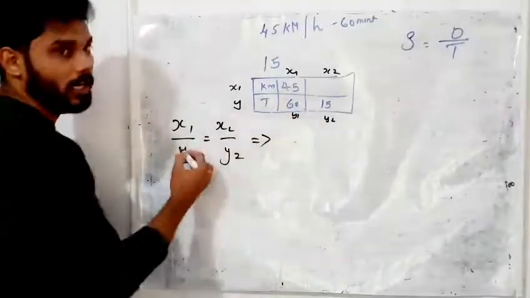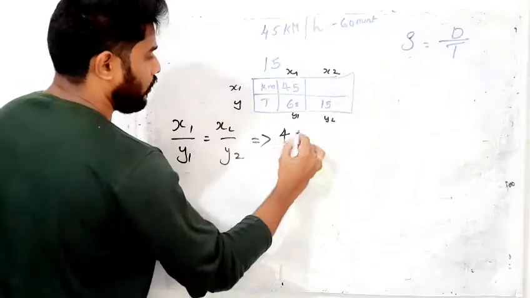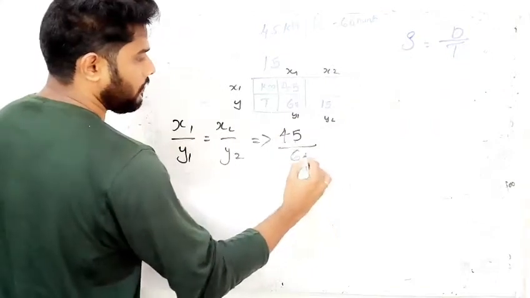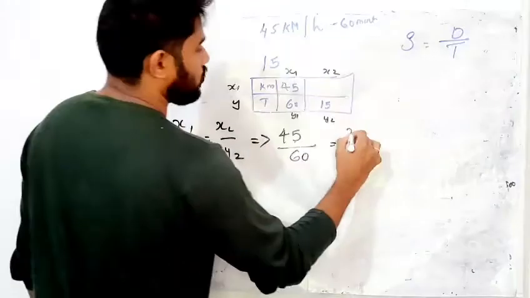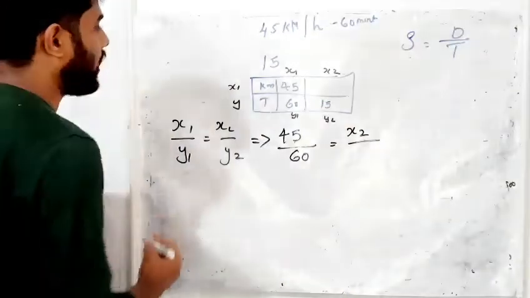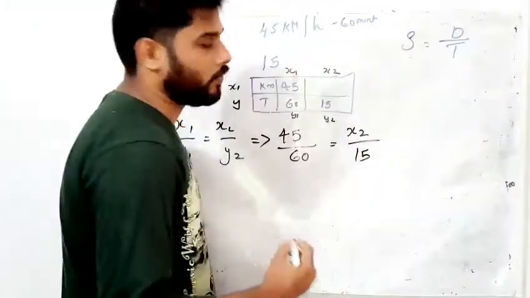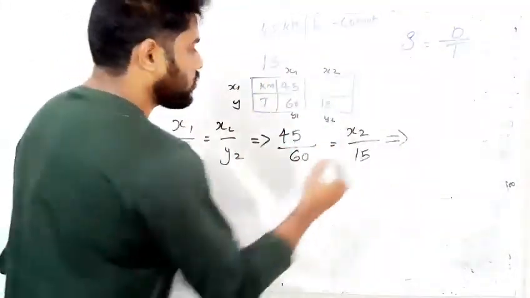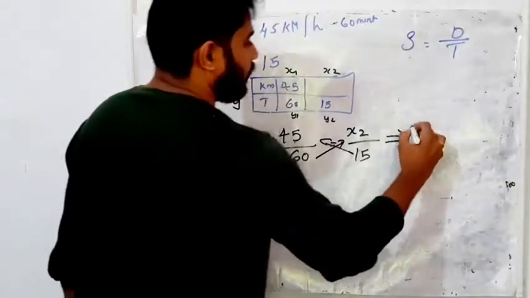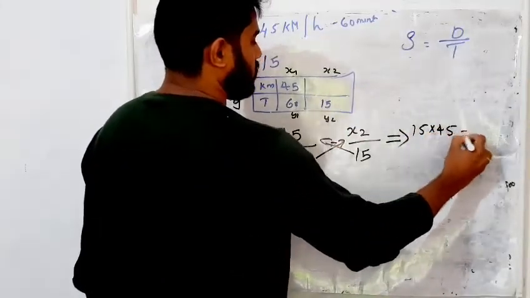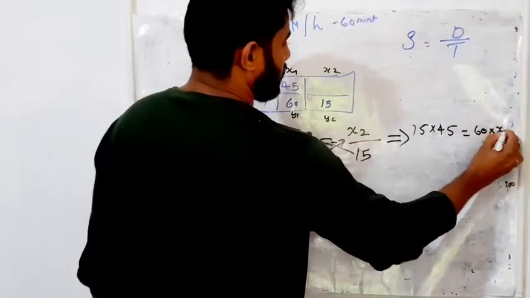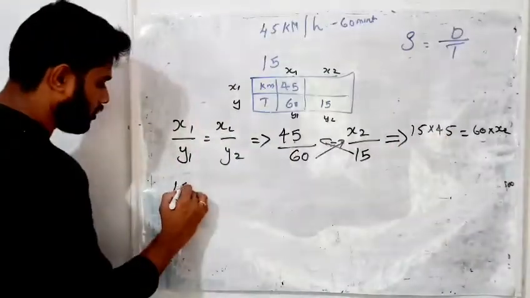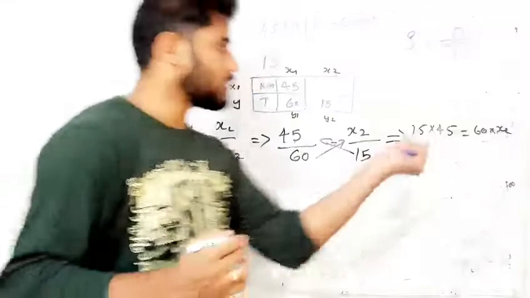Here we can give the values. In the place of x1 we can write 45 and in the place of y1 we can write 60, which is equal to x2, which we don't know, so we write x2 like that, and y2 is 15. Here we have to cross multiply. So this step I am writing here. Cross multiply, then you will get 15 into 45 which is equal to 60 into x2. Clear?